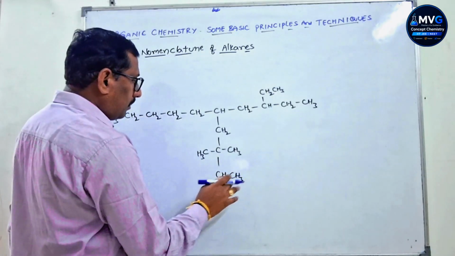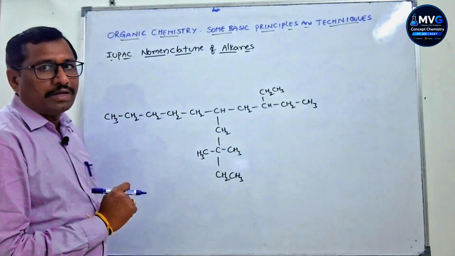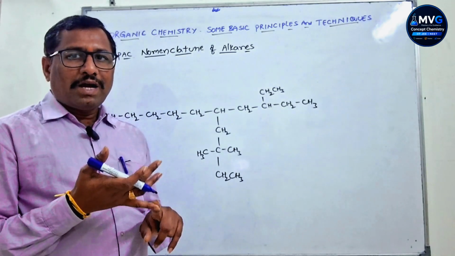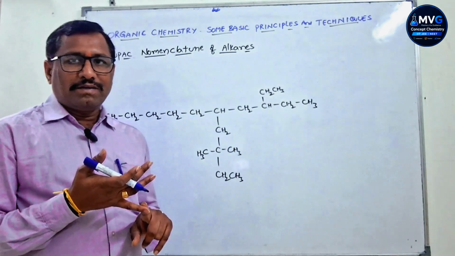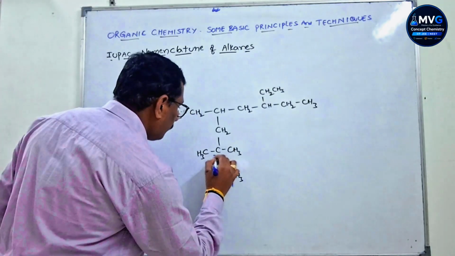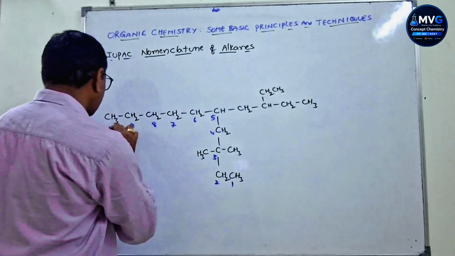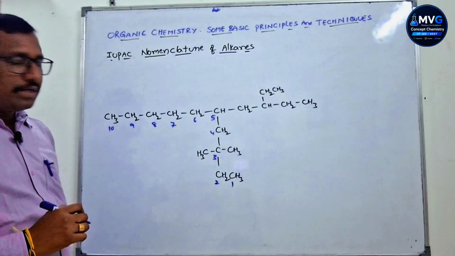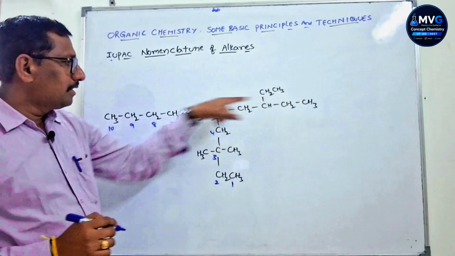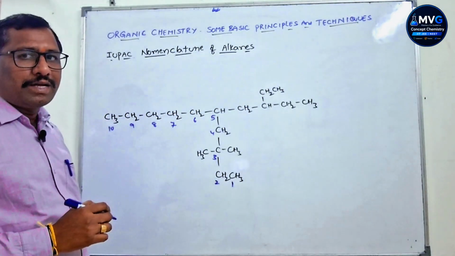Suppose if you go in the other direction, 1, 2, 3, 4, 5, 6, 7, 8, 9 only is coming, students. So longest carbon chain means the maximum number of carbon atoms should be included in the carbon chain, and more substituents should be included in the carbon chain. So like that, in this direction we are getting 1, 2, 3, 4, 5, 6, 7, 8, 9, 10. In this direction, here 2, here 1, total 3 substituents are included. In the other direction also we get 10, but only 2 substituents.